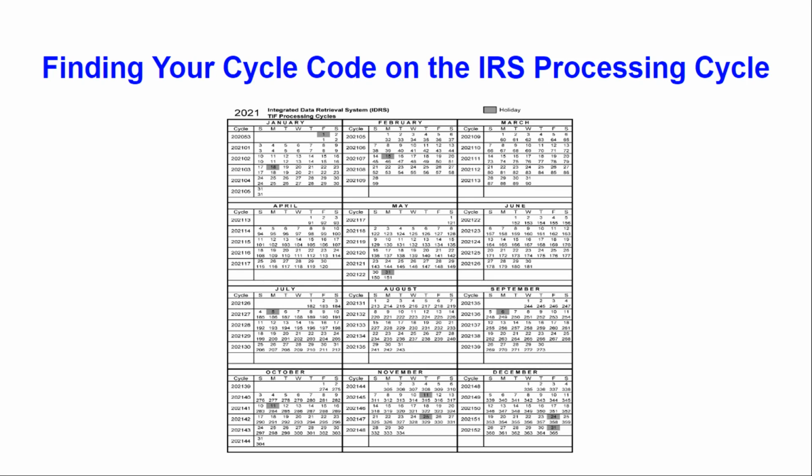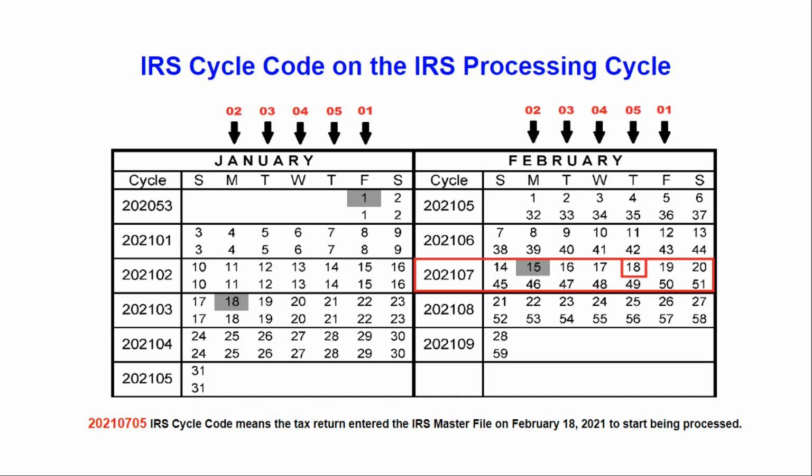Here's an example of your IRS cycle code. The cycle code that we have on this example is 20210705. On the IRS processing cycle from the IRS manual, you'll want to look at the processing cycles, and you want to look at the 2021-07 cycle, and then the date.